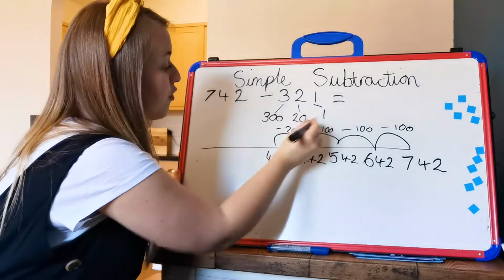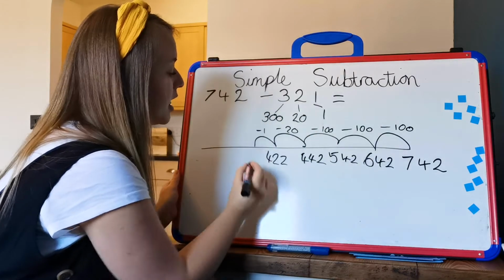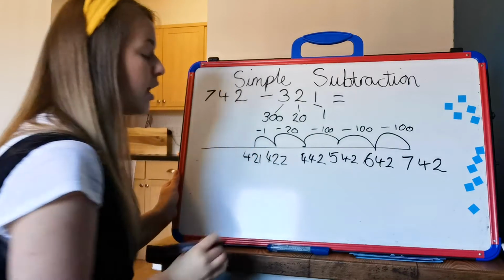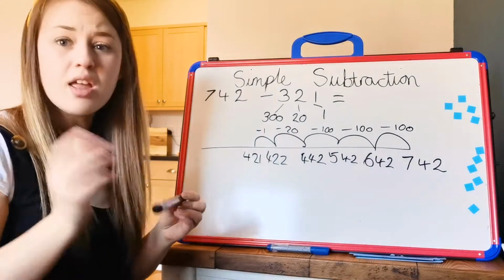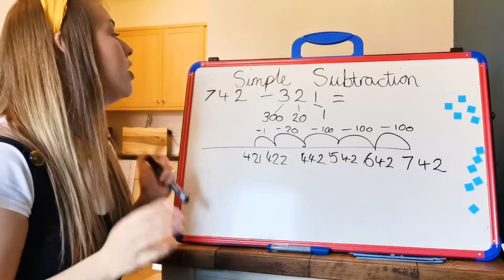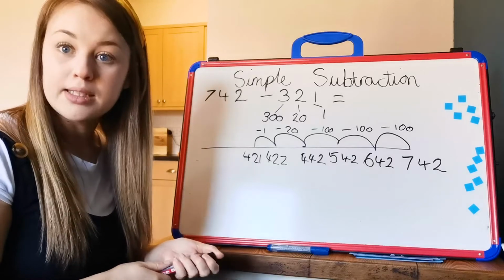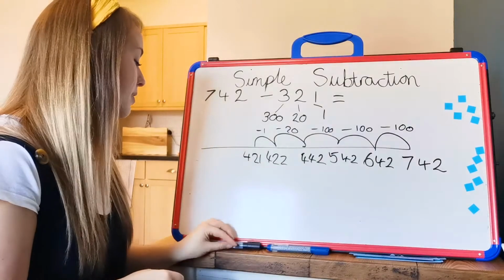And then my final one is my 1, so I take away 1, so it's 421. So that is how to take away using a blank number line of 3-digit numbers.